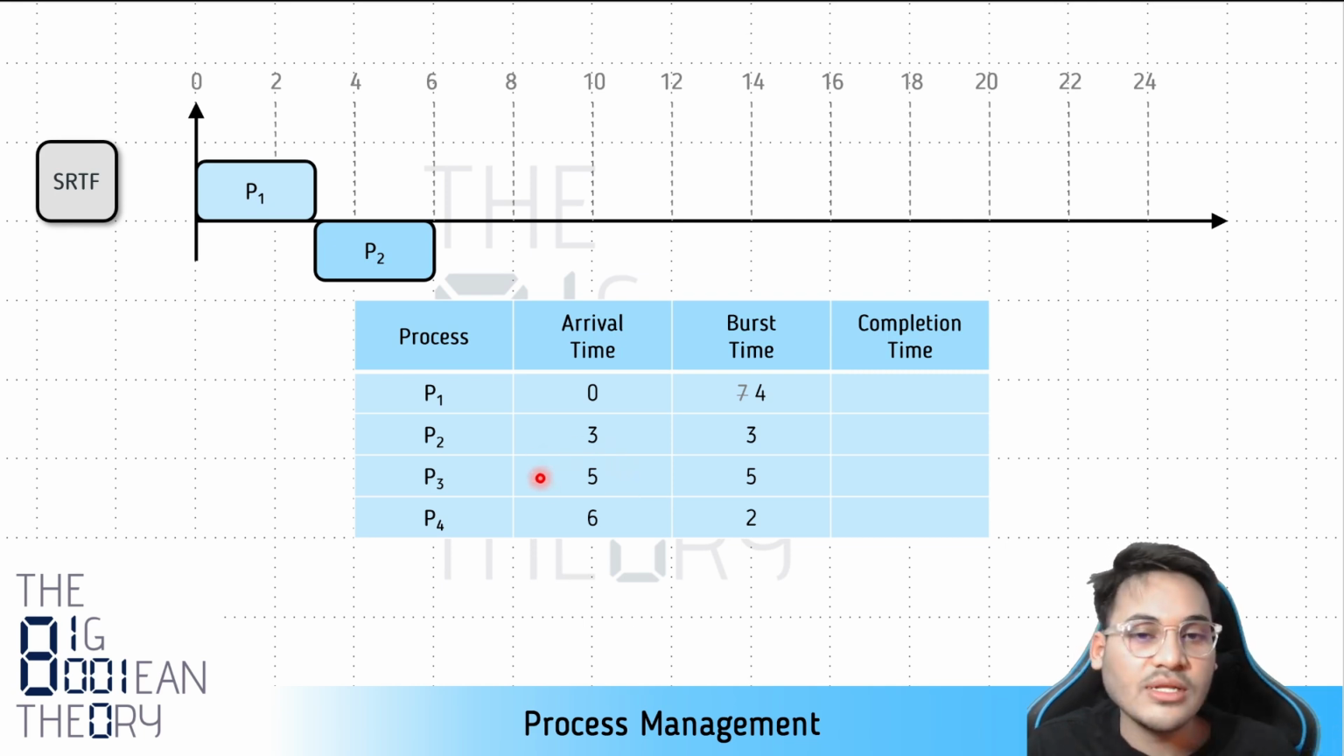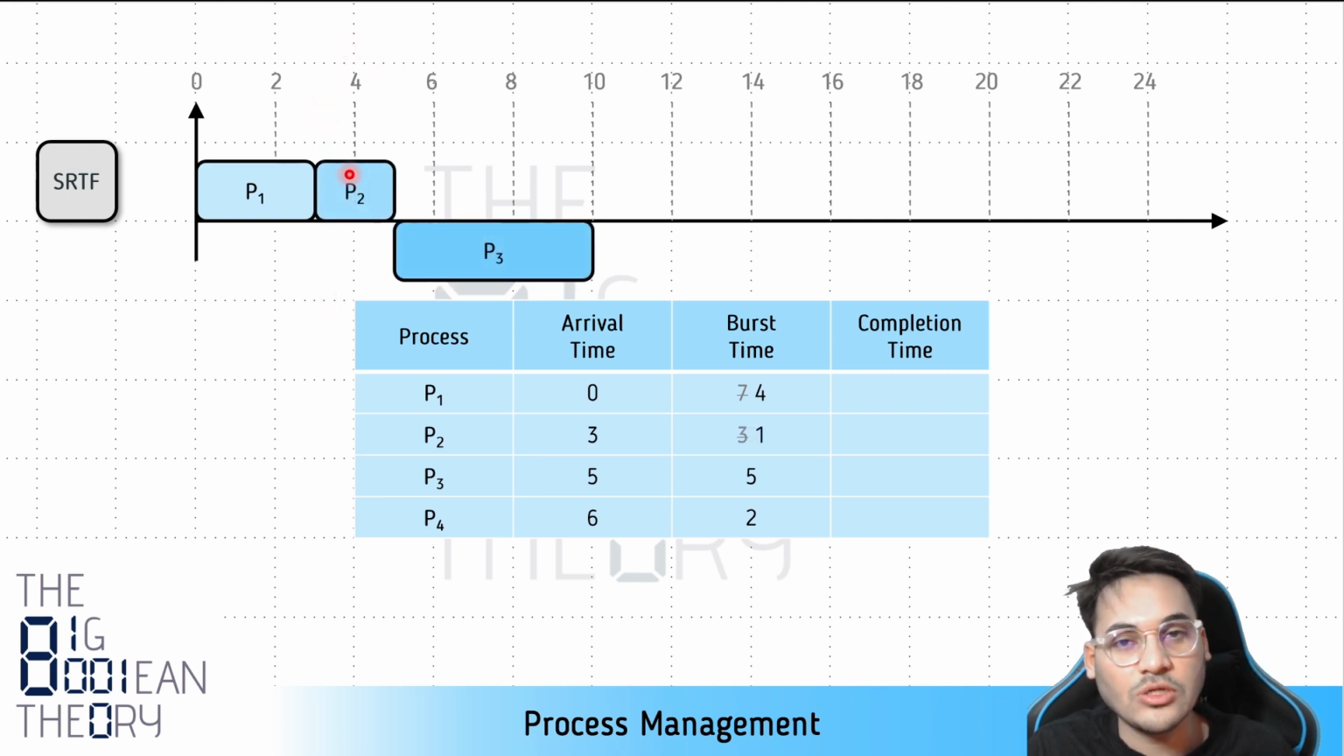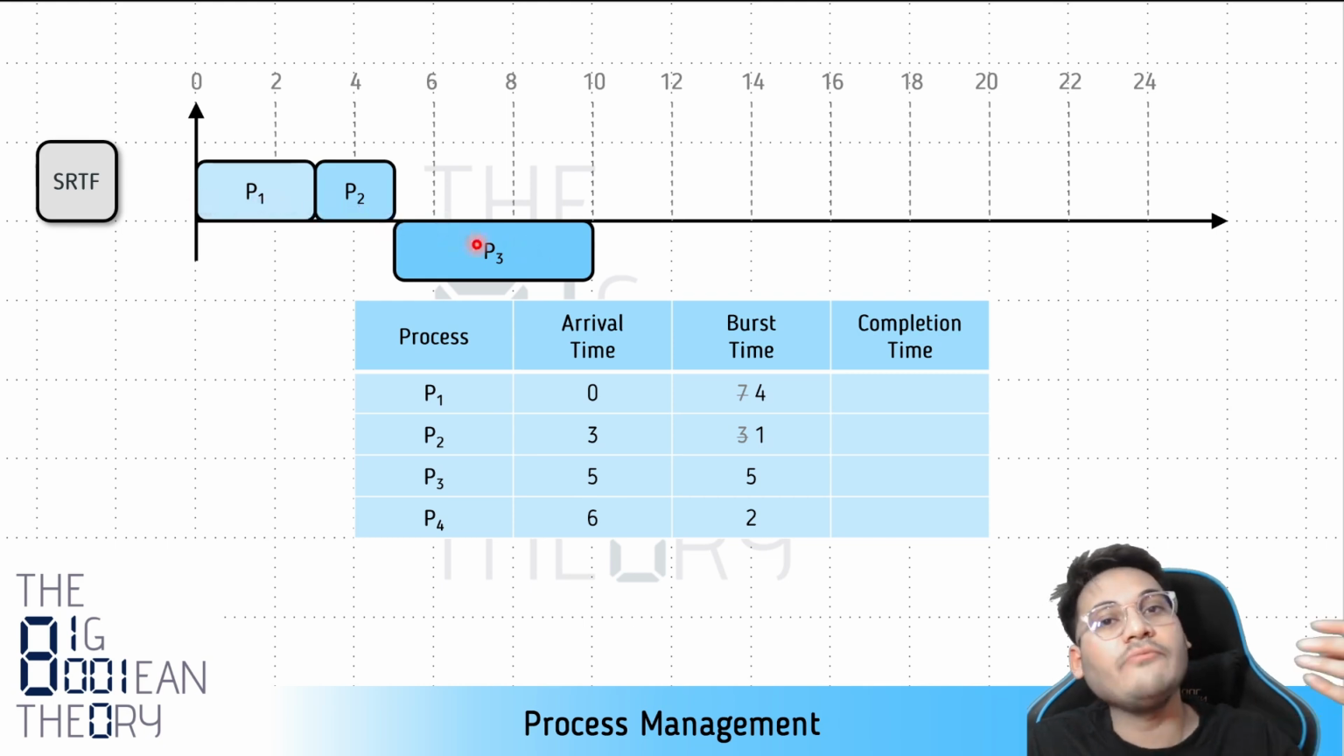So the next process will arrive at t is equal to 5. From t is equal to 3 till t is equal to 5, process P2 will run, that is for 2 milliseconds. Its remaining burst time reduces from 3 to 1, right? And at t is equal to 5, process P3 arrives in the system. So now again we have to make a choice.